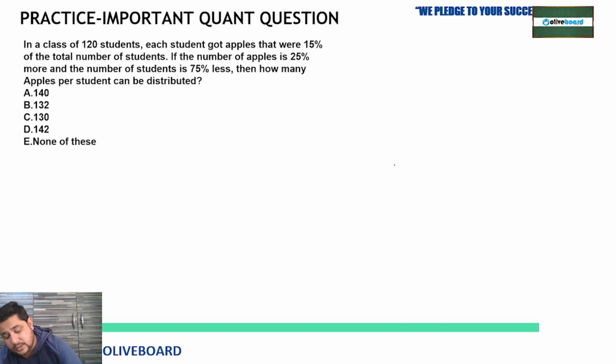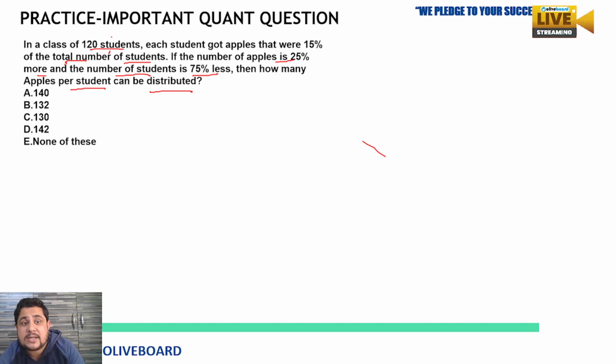So let's start with our first question. In a class of 120 students, each student got apples that were 15% of the total number of students. If the number of apples is 25% more and the number of students is 75% less, then how many apples per student can be distributed?